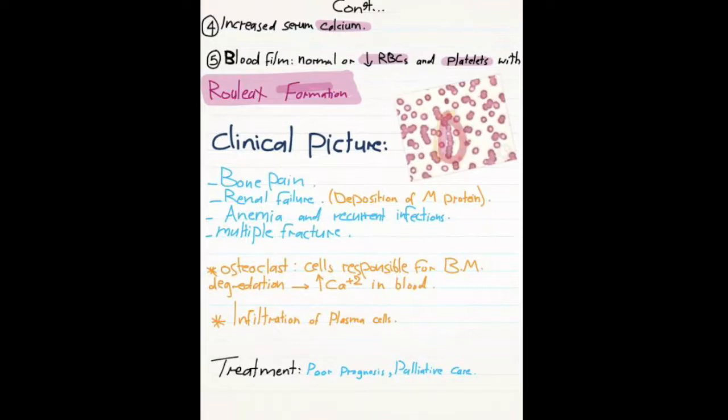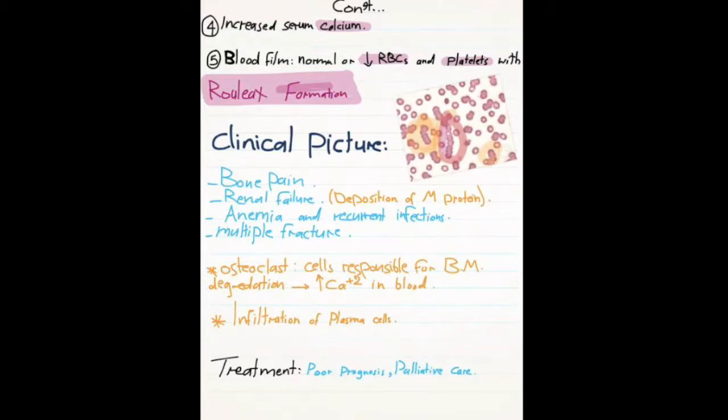We see that red blood cells stick to each other. And why is that? Simply because we have an increased production of antibodies. The antibodies will bind to the RBCs and make them sticky. So they will stick to each other and form something called Rouleaux formation.